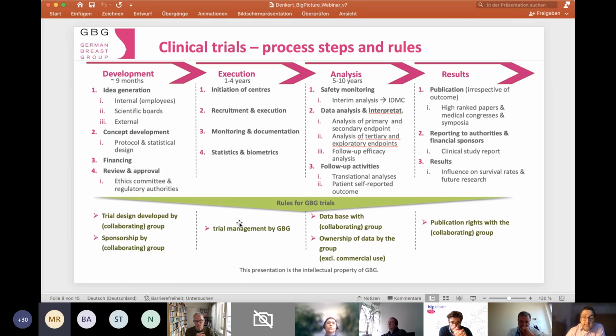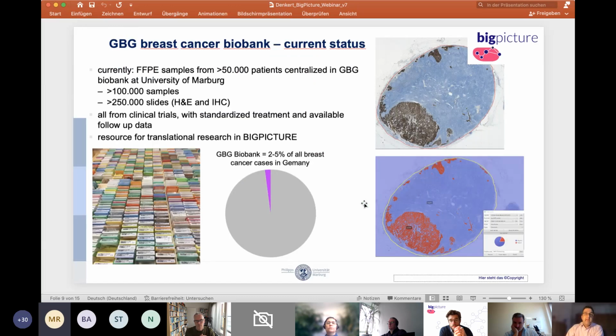And there are certain rules which make sure that this is really an independent research effort. All the main developments, the trial management, the database, the ownership of data is with GBG, which is very open to collaboration with academic partners or research groups. This is the current status. So we have FFPE samples from probably much more than 50,000 samples centralized in our Institute of Pathology at the University of Marburg in the GBG Biobank.